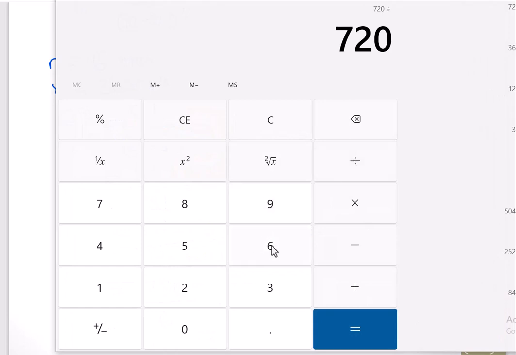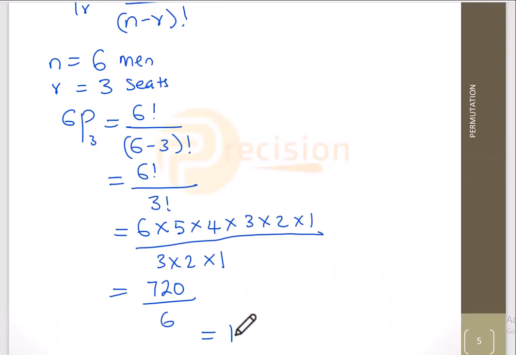720 divided by 6. So we are left with what? 120. Okay, so 120. There are a couple of ways you can do this. If you don't want to go through this long process, you can just simply cancel out this and cancel out this, because this is 3, 2, 1, 3, 2. So when you multiply 6 times 5 is 30, 30 times 4 is 120. So instead of going through this process, whatever process you find convenient for you, use it.